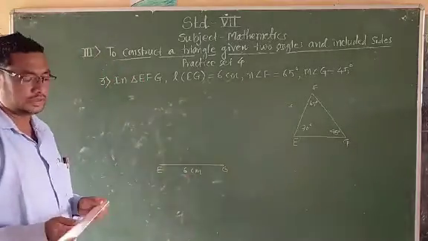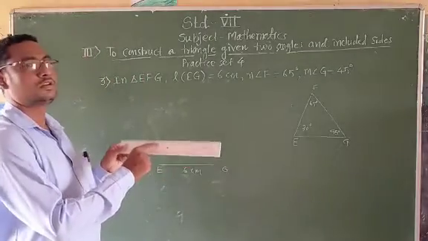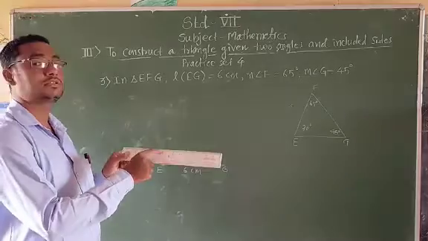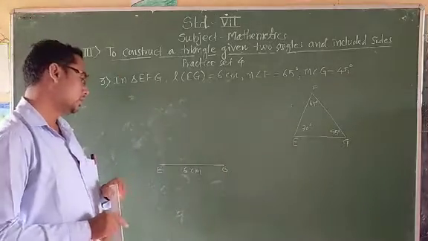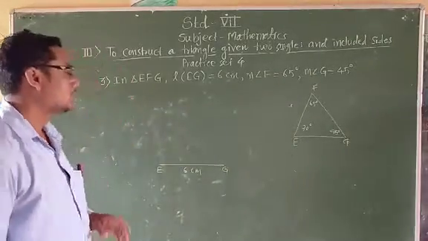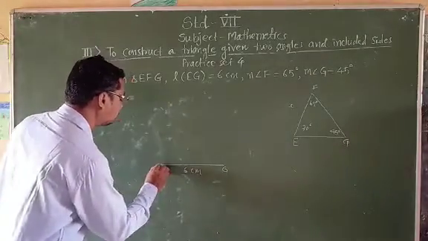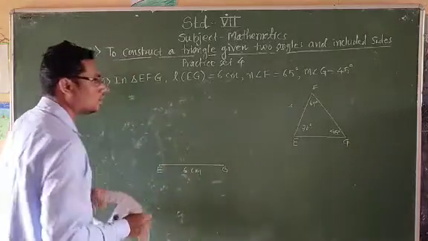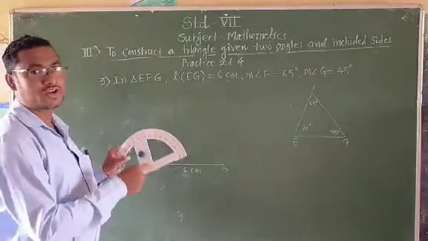So by using the scale, measure the length, that is 6 centimeters. Exact measurement you have to take. Then look here, how much is angle E? Angle E, how much? 70 degrees. Just now we found it.